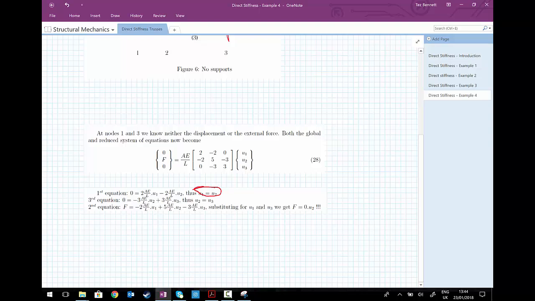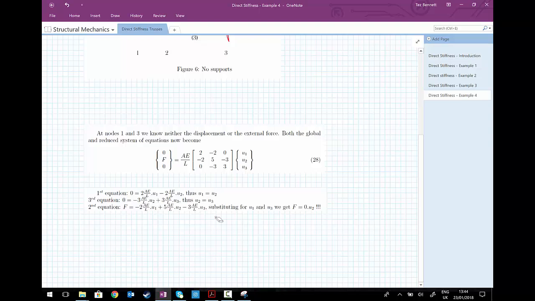Okay, I can maybe believe that. If we look at the third equation now, it doesn't involve an external force F, so it's easy to rearrange. We can see that we have minus 3AE over L multiplied by U2, plus 3AE over L multiplied by U3. Therefore, U2 must be equal to U3. That would also mean, from the equation above, that U1 equals U2 equals U3. Okay, no problem so far.